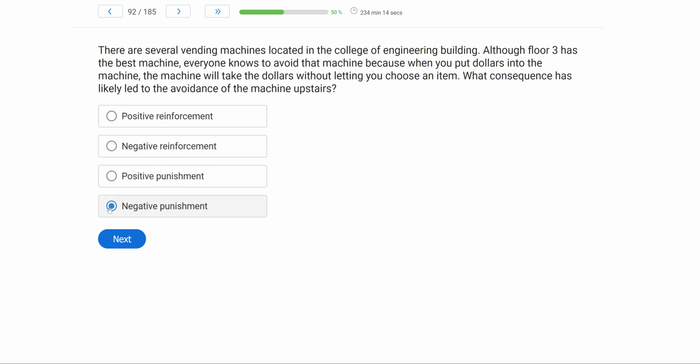Now, when we avoid the machine upstairs, we might be receiving negative reinforcement because we've avoided the dollar being taken. But we're not talking about current times, right? We're talking about the consequence that led to people no longer using the machine. And since the behavior of using that machine reduced, or in this case went away almost completely, that behavior was punished, the dollar was taken away, making it negative. The consequence was likely D, negative punishment.